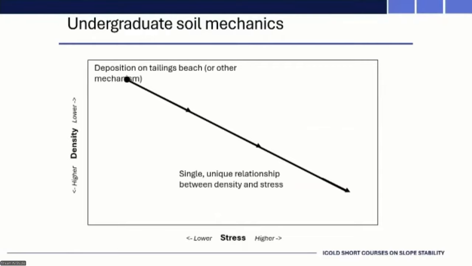And kind of implicit to a lot of that training is that we've got a unique relationship between density and stress, some measure of stress. So that vertical axis is density or void ratio, just the inverse. And if you think about it in a tailings storage facility, on the beach, each time you place a new layer, it's a very low total stress. So it's in that very low stress range, pretty high void ratio.